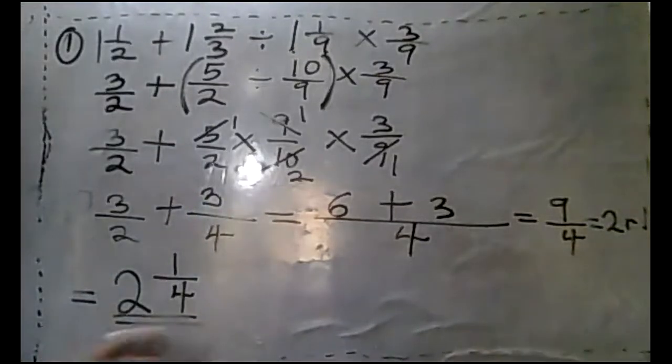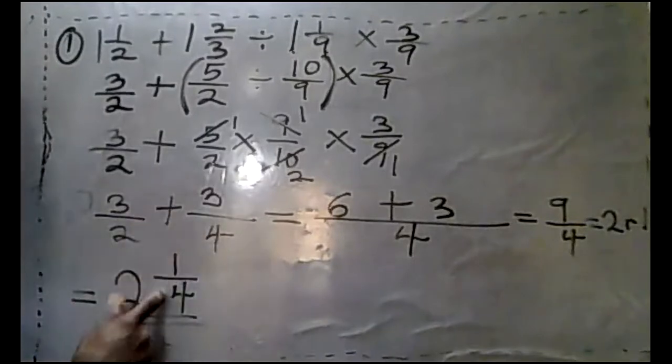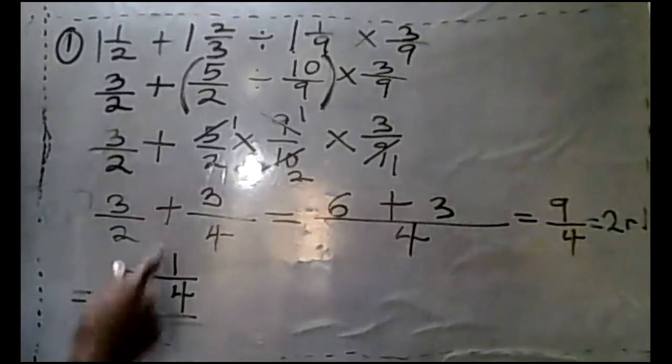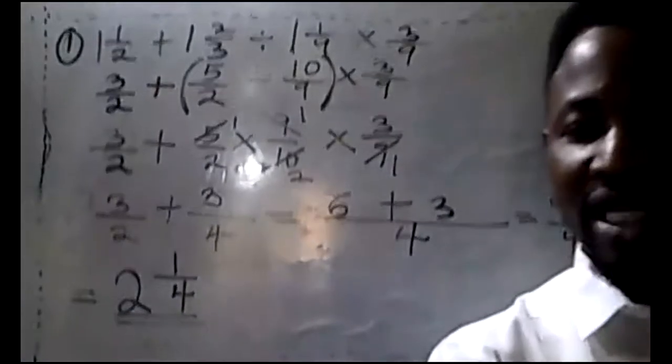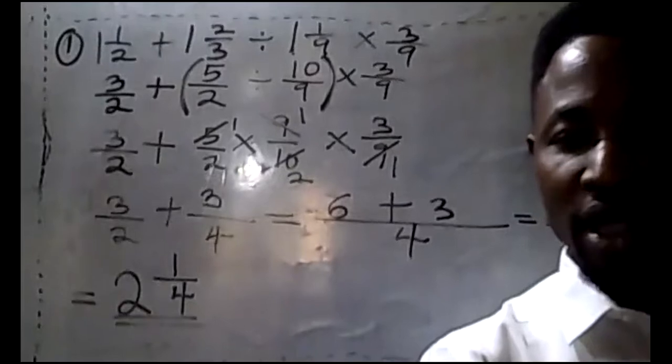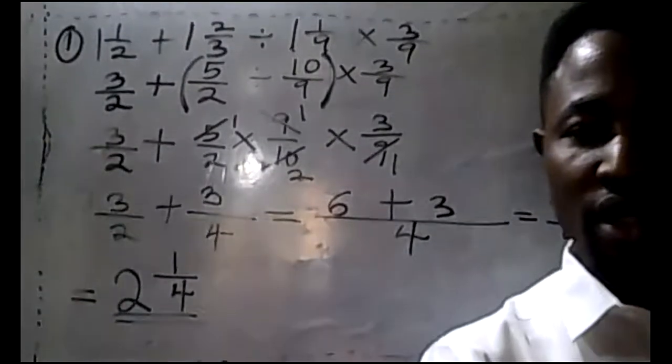So your answer will be 2 whole number, remainder over what you used to divide. So 2 whole number, 1 over 4 is our answer. Do we get that right? So let's go to the next one.